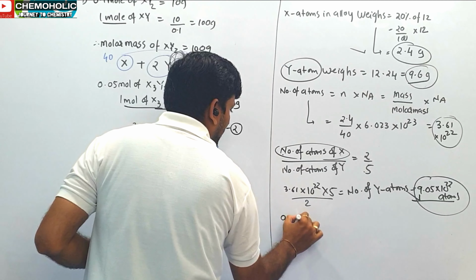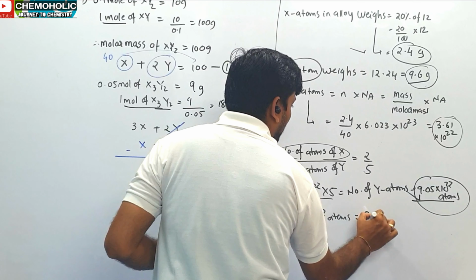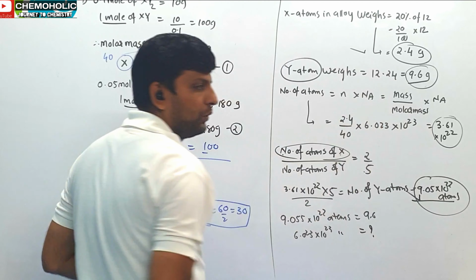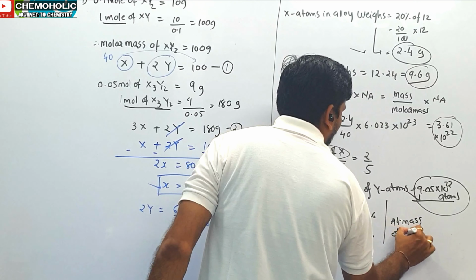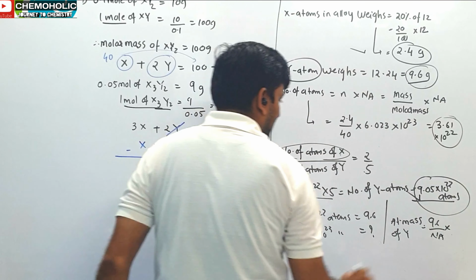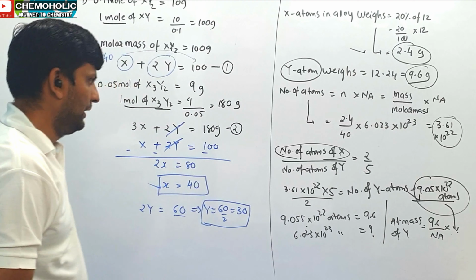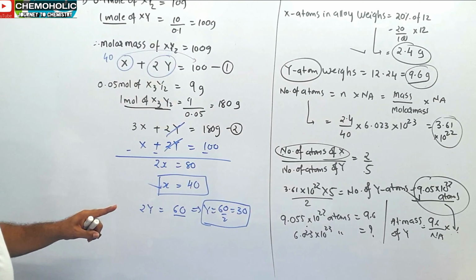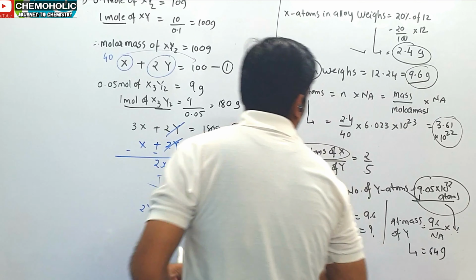So, 9.05 into 10 to the power 22 atoms weigh 9.6, then 6.023 into 10 to the power 23 atoms weigh what? What is the mass? Hence, you will get atomic mass of Y. It's 9.6 divided by 9.05 into 10 to the power 22, multiplied by this Avogadro number over here, 6.023 into 10 to the power 23. Just calculate it, you will get answer 64 gram.